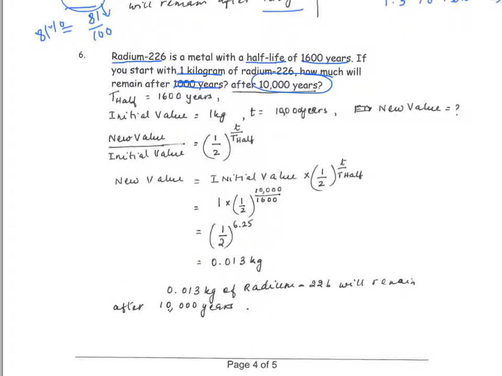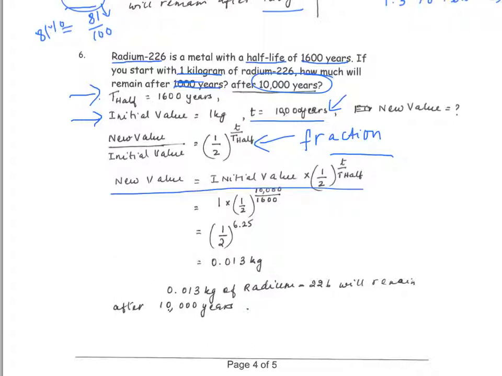So the half-life of this radioactive substance is 1,600 years. The initial value is 1 kilogram. The time at which we're interested in figuring out the new value, we're not trying to figure out the fraction of what remains, we're trying to find out the actual quantity that remains after 10,000 years. So this is the formula that we've been using for what fraction remains, but that is not what we're going to use now. We're going to use the initial formula, which says the new value, because we have to solve for that.